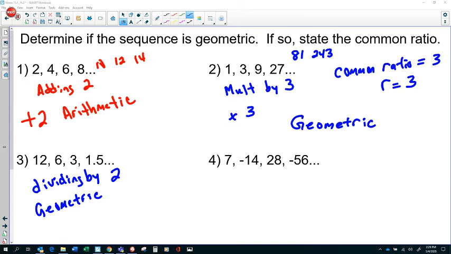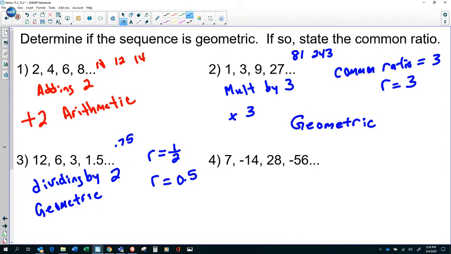Okay, this next one we are dividing by 2, so it is also geometric. Now when we talk about the common ratio, it's something we need to multiply by. So technically when we divide by 2, we multiply by a half, and you could put it in fraction form or decimal form, which is 0.5. So we do it in terms of multiplying. So this would be the first term, second term, third term, fourth term. The fifth term would be 0.75 because it is 1.5 divided by 2 or 1.5 times 0.5.